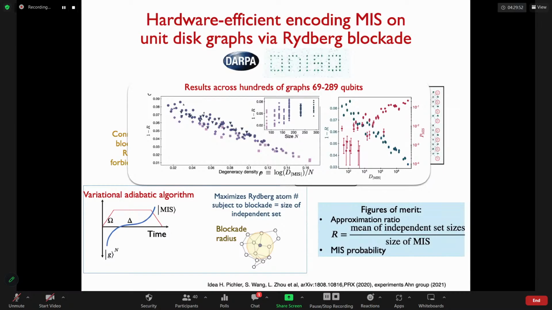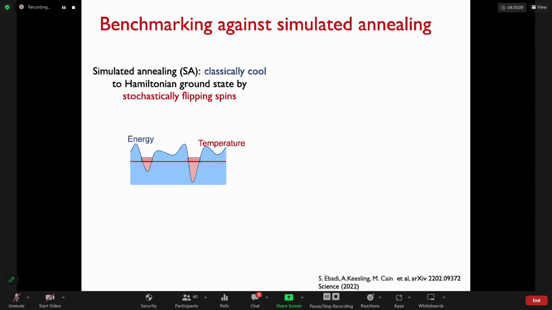And it is very interesting, because for graphs of very similar size, if you change them by a little bit, you see that the difficulty of optimization changes by orders of magnitude. I would like to focus on one aspect of this, which is benchmarking this optimization against simulated annealing. Simulated annealing is a well-established, general-purpose classical algorithm in which you take a system like a spin system and try to cool it by stochastically flipping spins.